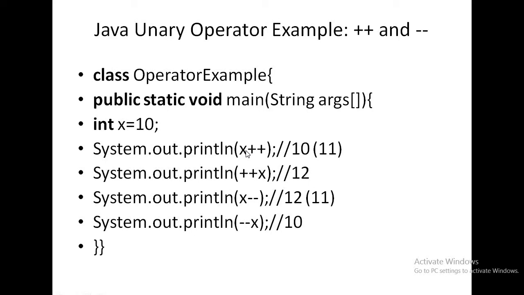Now, what is the difference? In the case of pre, either increment or decrement, first the value is incremented or decremented, after that it is assigned to the variable. But in the case of post-increment or post-decrement, first the value is assigned, after that the increment or decrement is done. So in pre, first increment or decrement, then assign. In post, first assign, then increment or decrement. Okay, so see, this is the small example: class operator example.